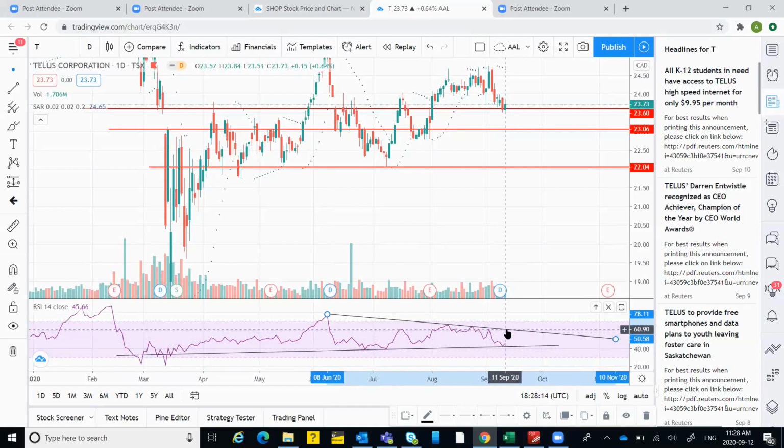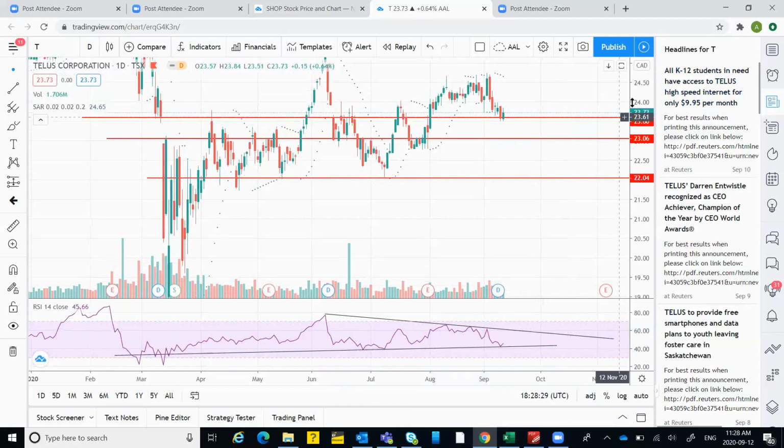And if I take it from here, so at this level, till this level of 60.9, the last time it came to 60.9, what was the price? Somewhere about this level. 24.45, it can reach up to. So that's what I see here.